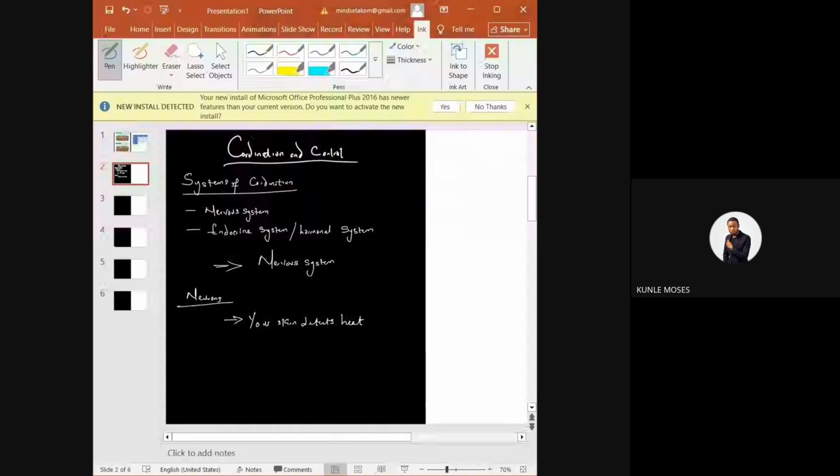The little thing that talks about systems of coordination. It talks about the nervous system and the nervous system. So the nervous system.